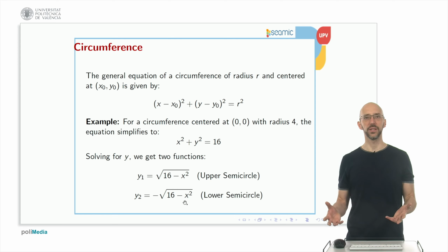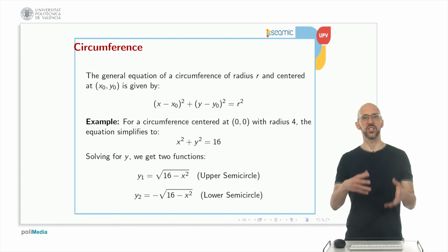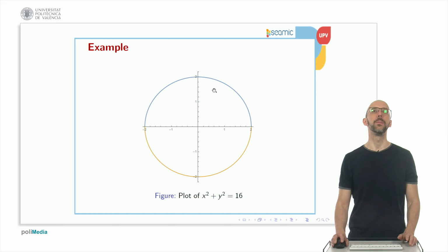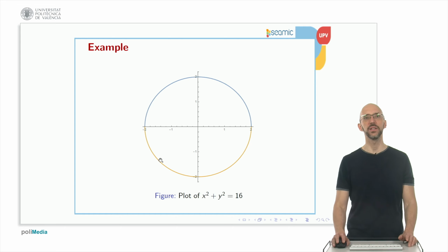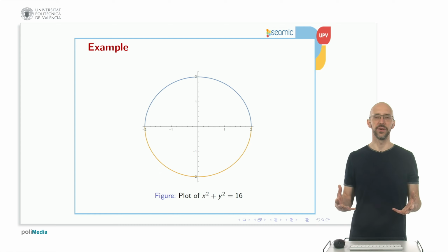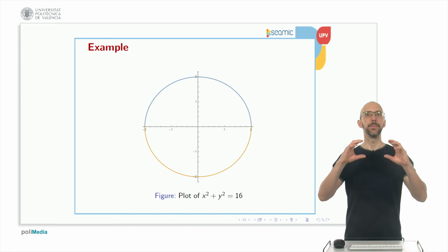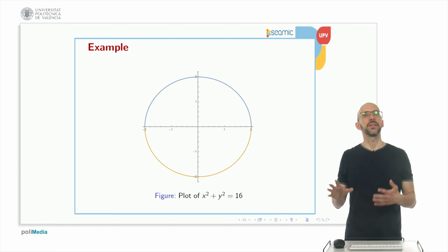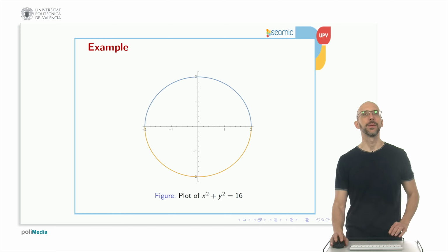You want to plot it in order to know what is the shape of these functions. Okay, you got it here. In blue, you have the positive square root, and in yellow, you have the negative square root. Okay, so you have the circumference in an implicit form, and then the functions if you solve for y. Okay, so piece of cake. The idea is that you need to remember that if you solve for y, what you are going to get is two functions.